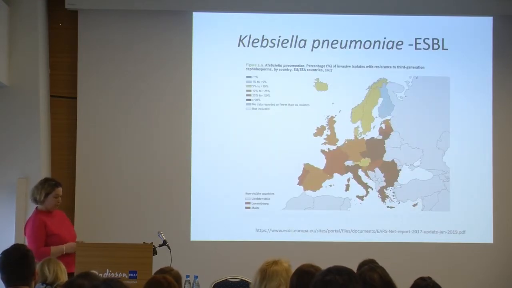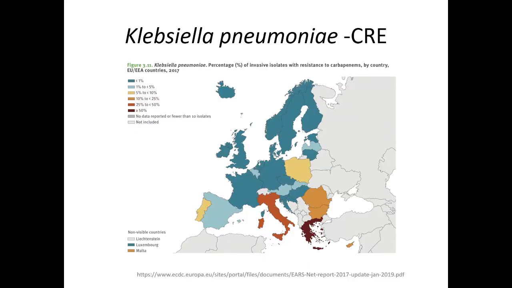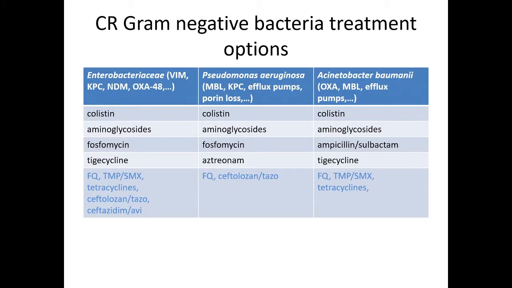We are looking at ESBL. There are huge differences from north to south, and those changes are approximately the same in carbapenem resistance. The situation is not so severe, thankfully, but there are some regions in Europe where the incidence of carbapenem-resistant Klebsiella pneumoniae is quite high.